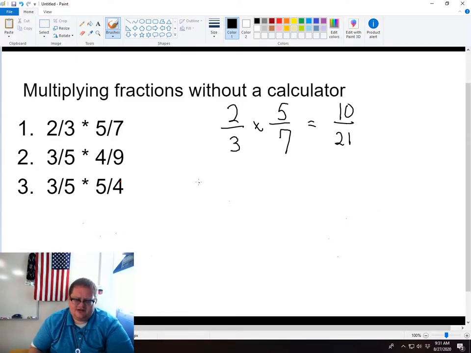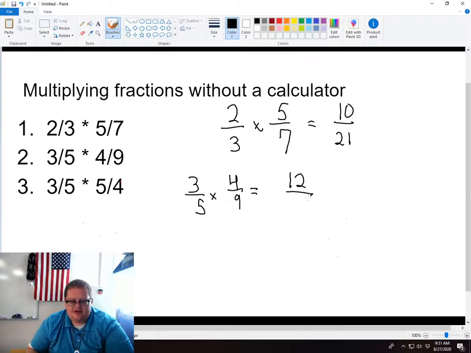I'm going to show you another example here, the second one. 3/5 times 4/9. Now this one, something interesting happens. On top we have 12, 3 times 4 is 12. On the bottom, 5 times 9 is 45. For those of you curious, I did just have to use my fingers to figure that out. That's okay. Now you may recognize that 12 and 45 both are multiples of 3. And if you know that, then you can simplify, because we divide both top and bottom by 3. 12 divided by 3 is 4. 45 divided by 3 is 15.